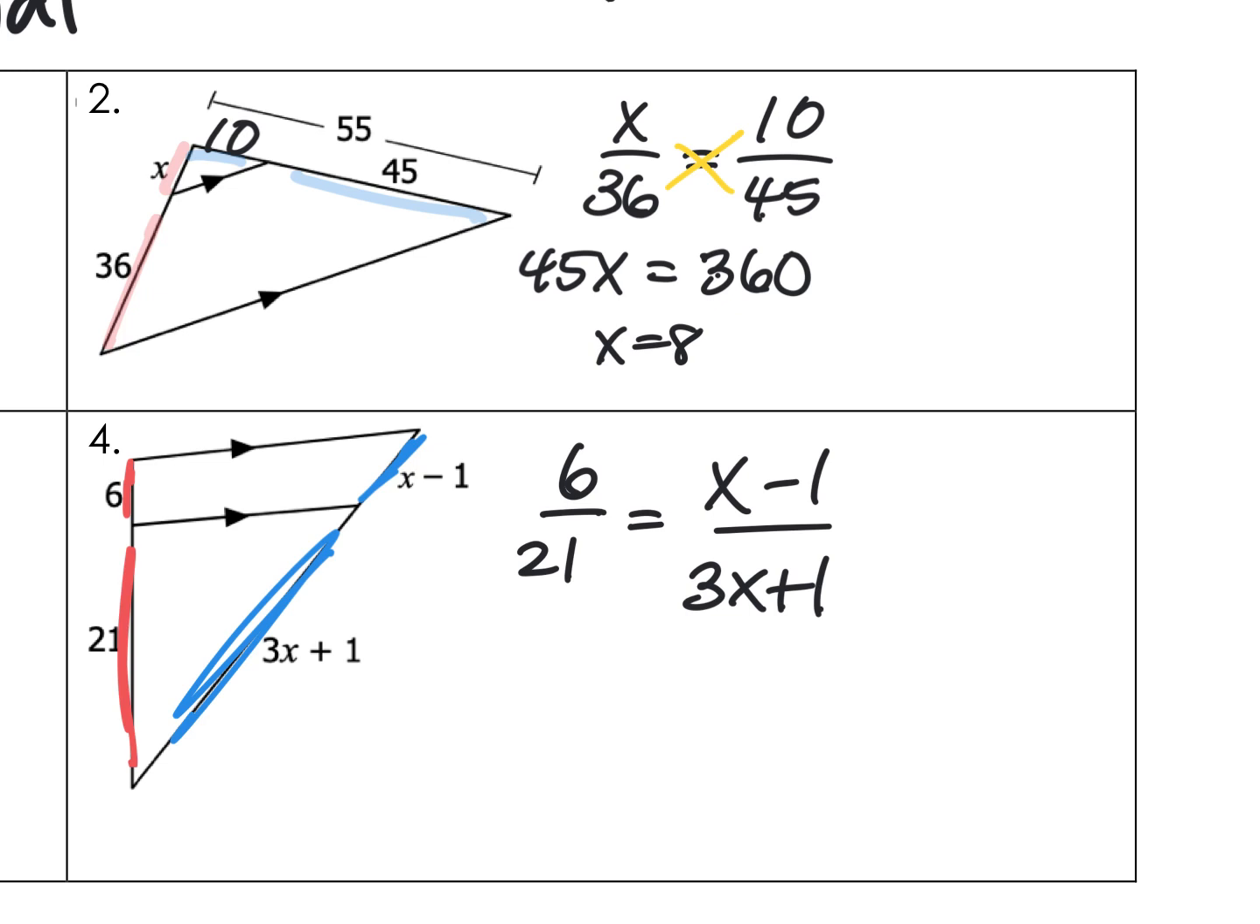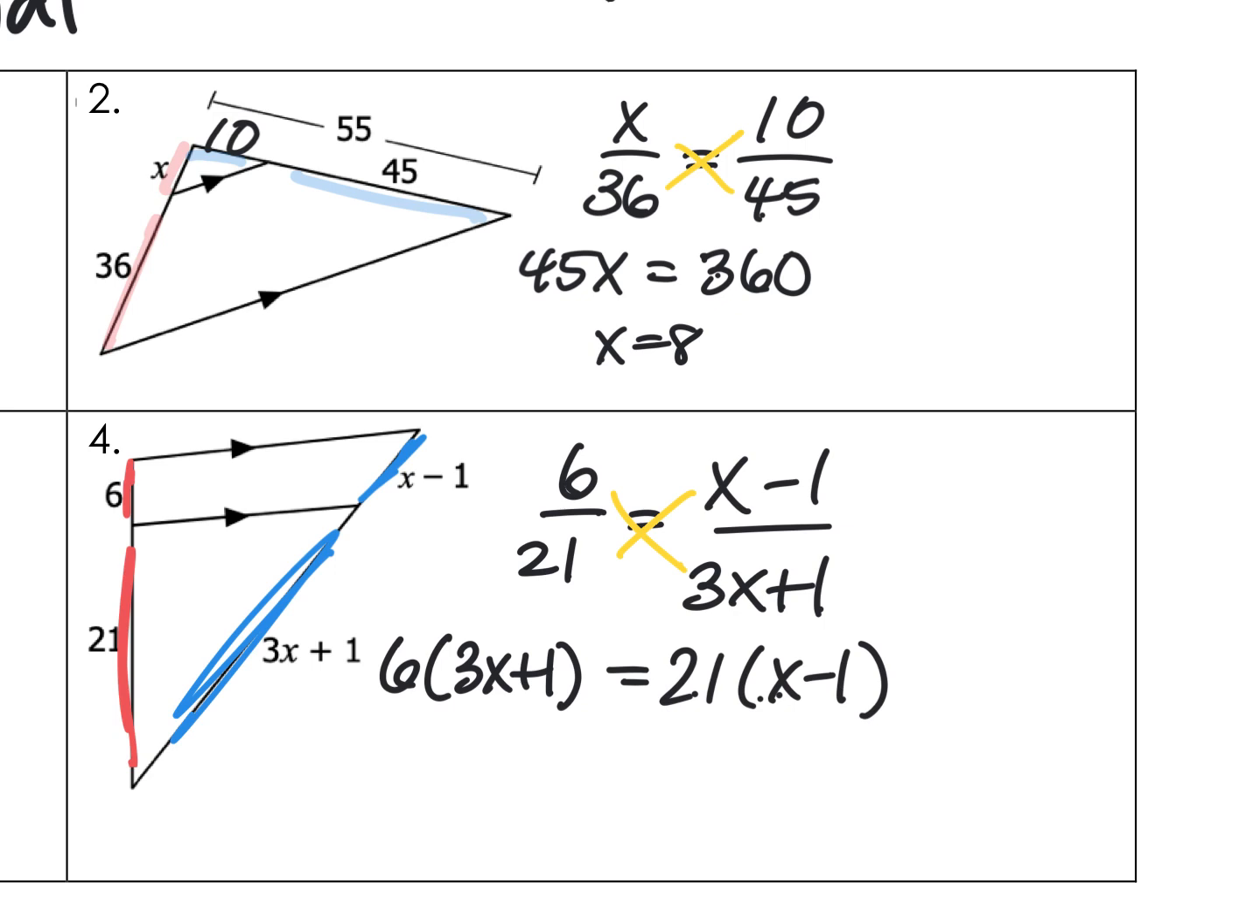This is where some of us struggled on your check-in. Please make sure that when you're cross multiplying, if I have something with 2 terms, it has to go in parentheses like this. If it has 2 terms, like x minus 1, it has to go in parentheses. Now you can distribute and solve.